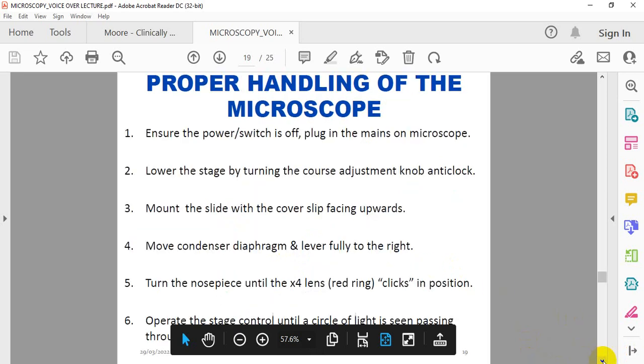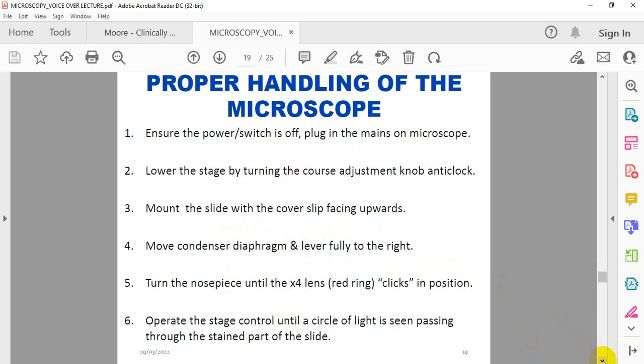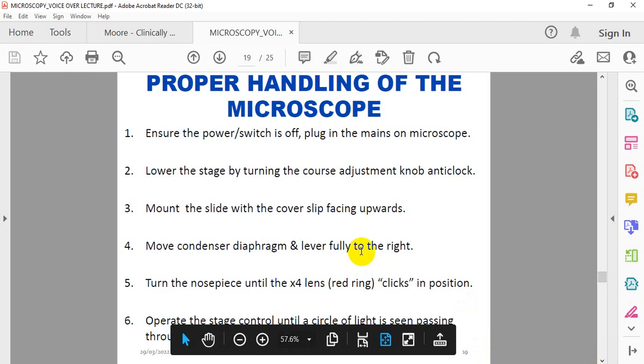So how do you properly handle a microscope? Ensure the power switch is off. Plug in the mains on the microscope. Lower the stage by turning the coarse adjustment knob anti-clockwise. Mount the slide with the cover slip facing upwards. Move the condenser diaphragm lever fully to the right.